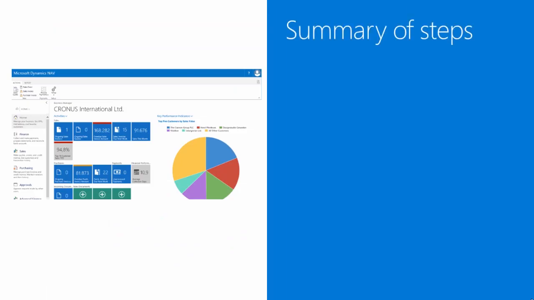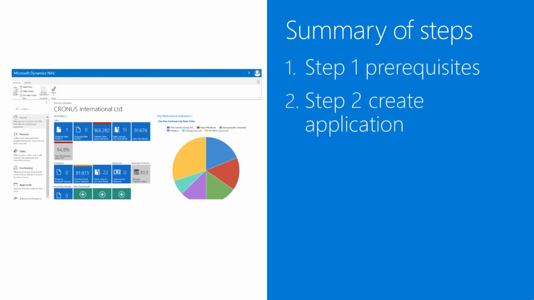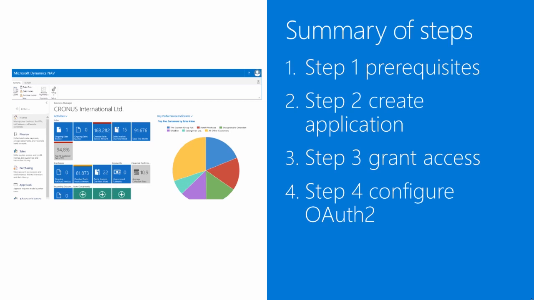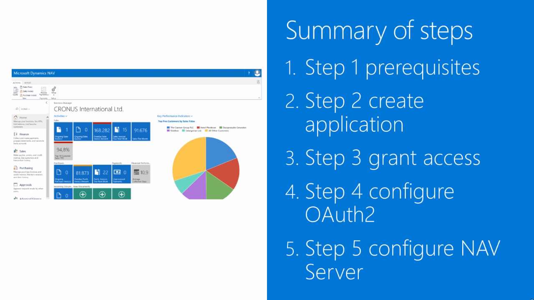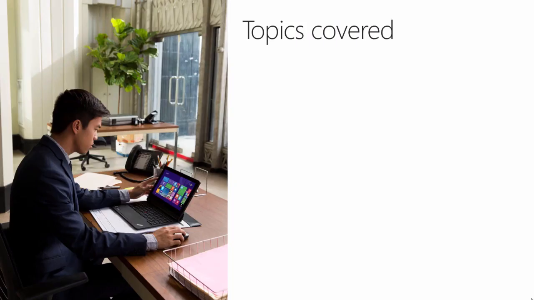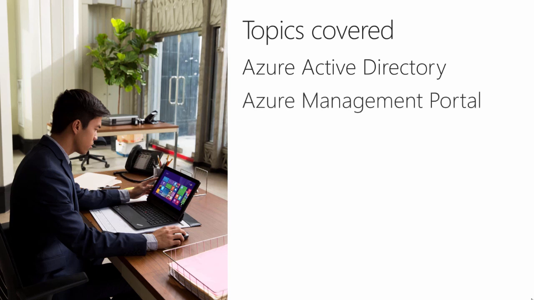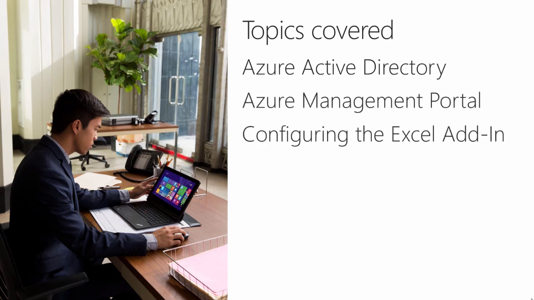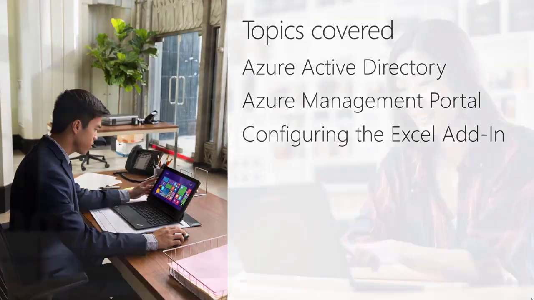Let's summarize the steps again. In the first step, I discussed the prerequisites. Then we had a look at how we can create our application in Azure Active Directory. We granted access to the application, configured OAuth by opening the manifest file, changing a setting. And then we also provided permissions, and we used the app ID to reconfigure the service tier. So in this video, we covered the following topics on how to configure and set up Dynamics NAV, the Excel add-in, for it to connect to the application.